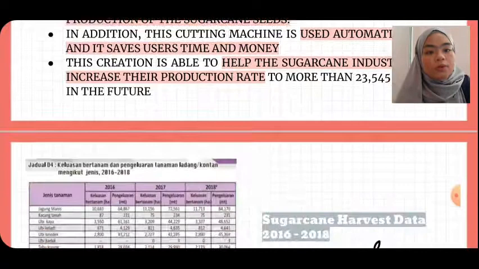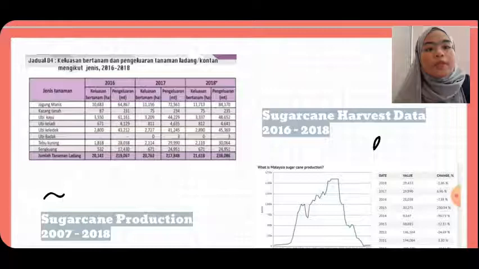As we can see here, we have two diagrams. The first one shows the sugarcane harvest data from 2016 to 2018. We can see that sugarcane production for each year is increasing. The next one is the diagram of the sugarcane production graph from 2007 to 2018. We can see that in 2010, the production of sugarcane was the highest.